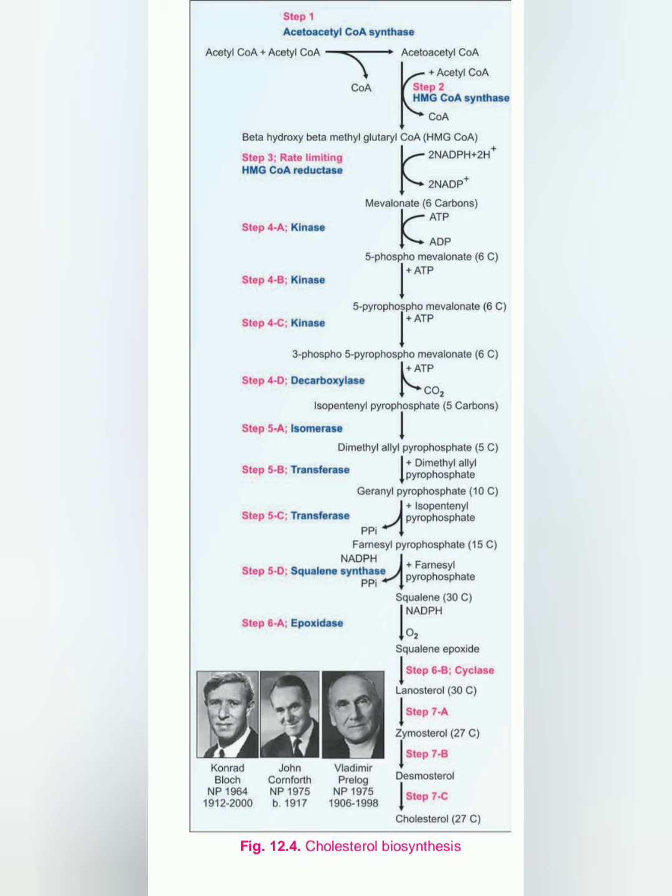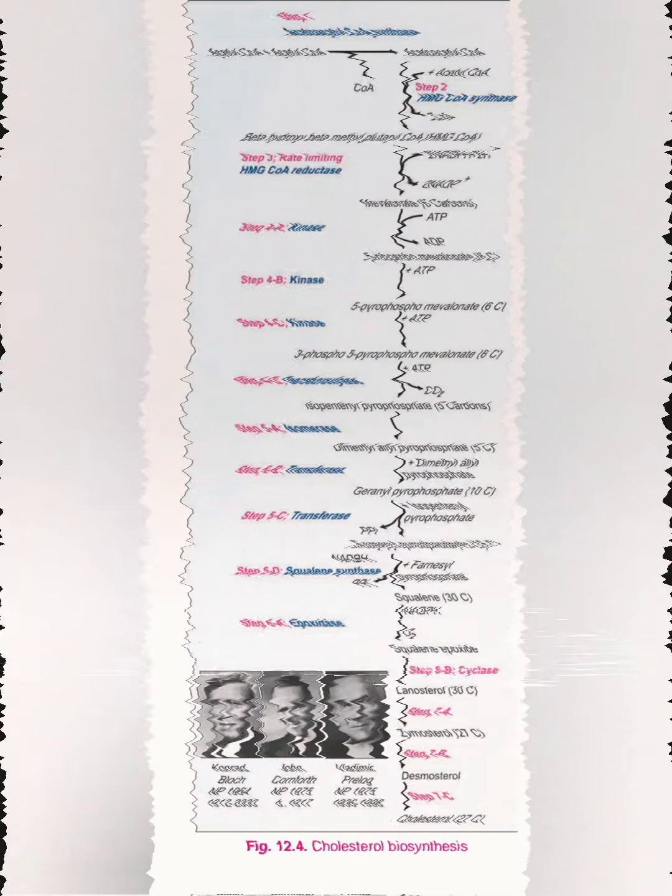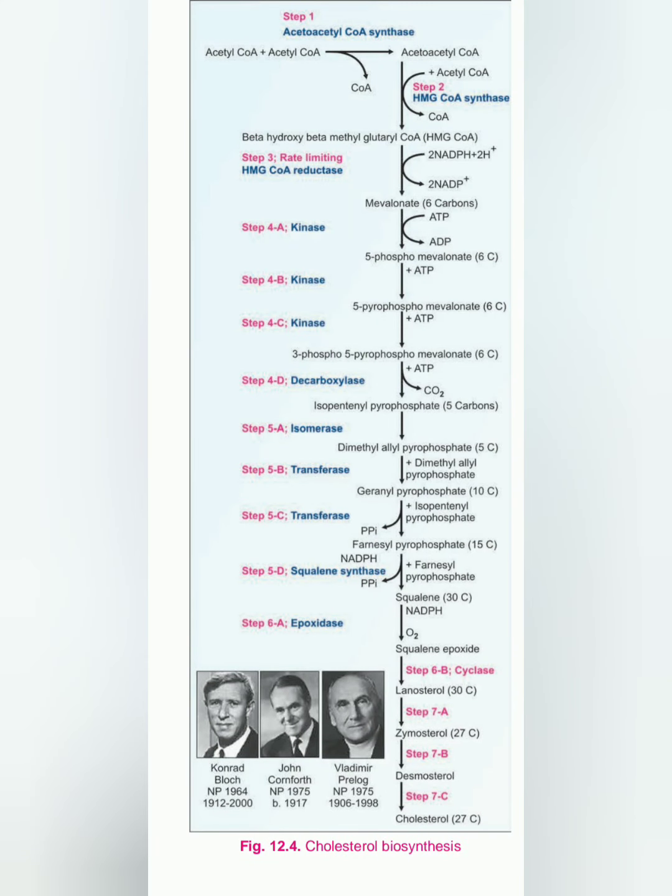The kinase acts in the fourth step and 5-phosphomevalonate turns into 5-pyrophosphomevalonate. Again, a kinase acts, and then decarboxylase acts for the formation of isomerase dimethylallyl pyrophosphate. Then transferase, squalene synthase and epoxidase act. The sixth step is cyclase, then zymosterol, desmosterol, and cholesterol is the last step, in which the 27 carbon atom compound is formed.